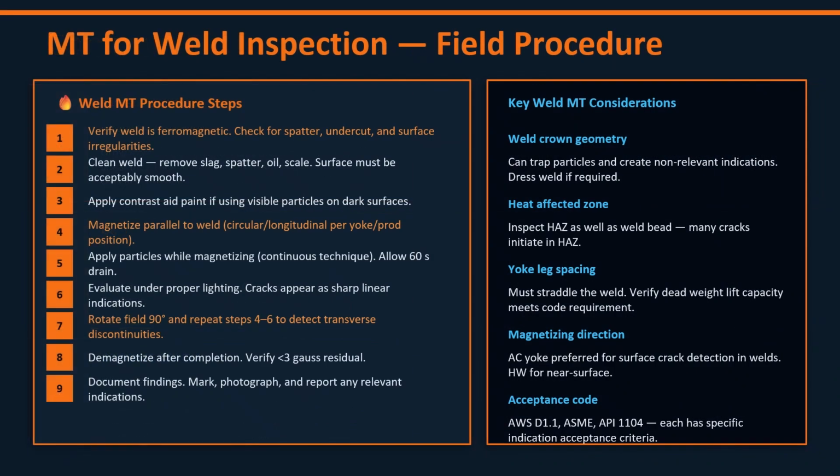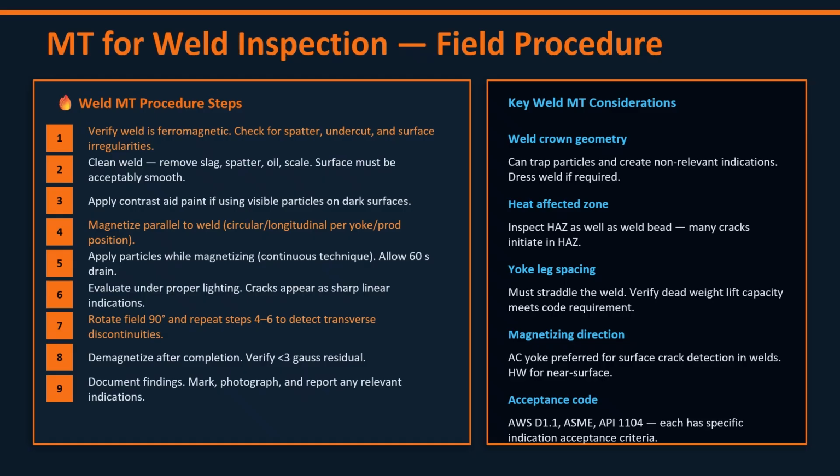Weld inspection is one of the most common field applications of MT, and the technique must be systematic. Begin by confirming that the weld and adjacent material are suitable for MT, remove spatter, slag, oil, scale, and other contamination that can interfere with particle movement or create misleading background. If visible particles are used on a dark surface, an approved contrast aid may be applied where permitted. The magnetizing field is then established in a direction selected to reveal the expected crack orientation.